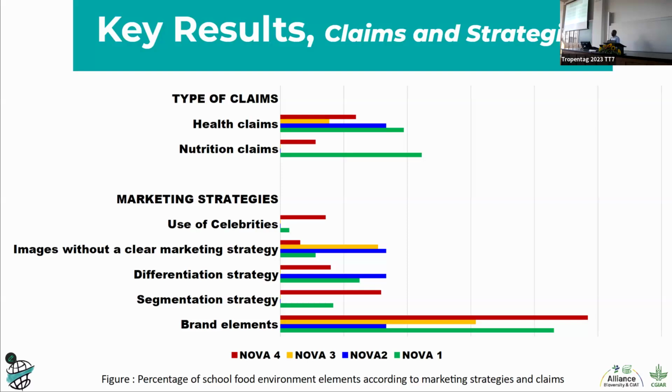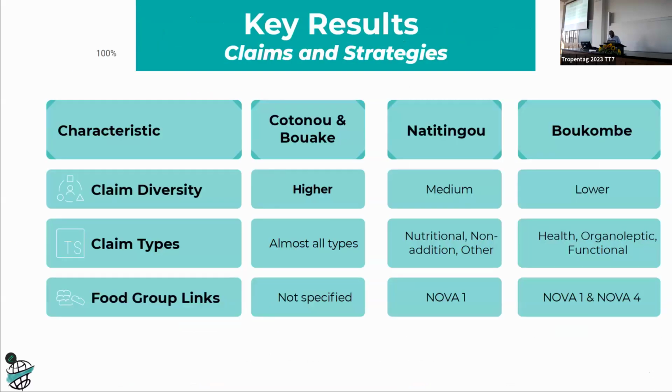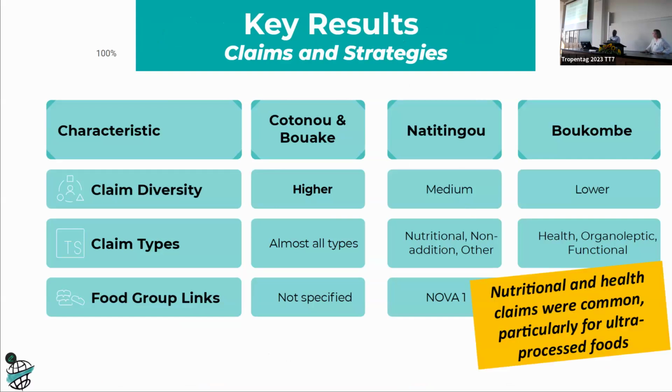Here is just a summary, and we remark easily, there are some differences between the different locations. For example, we remarked that the claim diversity was really high in urban areas, higher than in peri-urban and rural areas. And the last line is really important for me. I think I highlight this one. They use the claims irrespective of the food group. Nova 1 non-processed or Nova 4 ultra-processed, they claim this contains a really high level of nutrients.